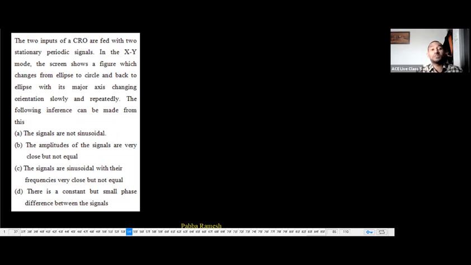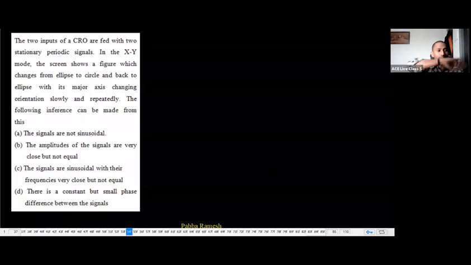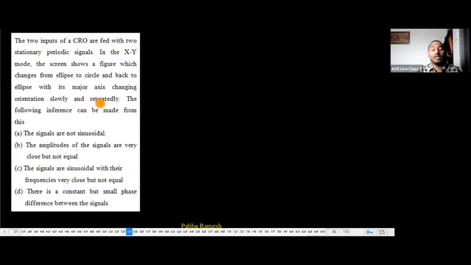Don't think stationary means DC. No, stationary is different. DC means constant. Steady state is different. Therefore, the waveform is not flowing like this. The waveform appeared properly. Right? In XY mode, what is XY mode? That is non-sweep mode. The screen shows a figure which changes from ellipse to circle and back to ellipse, with the major axis changing orientation slowly and repeatedly.